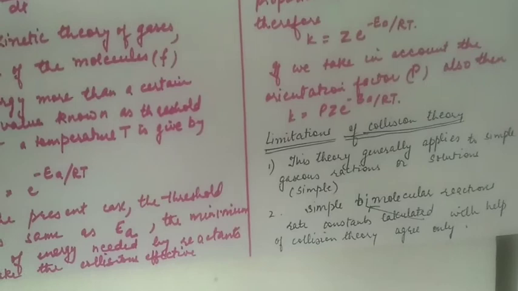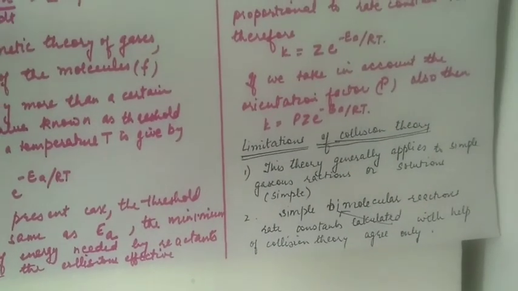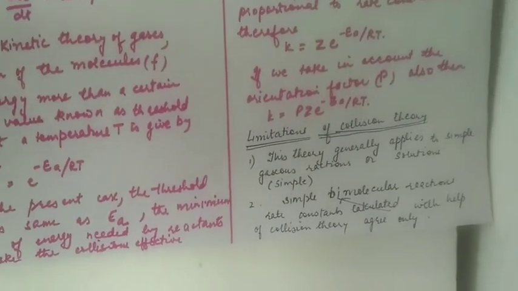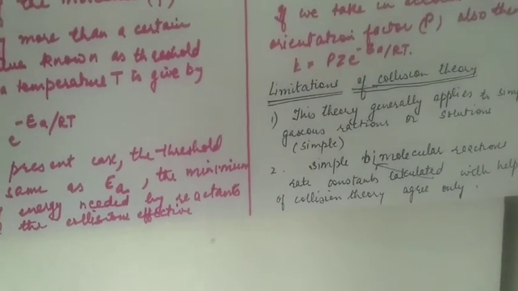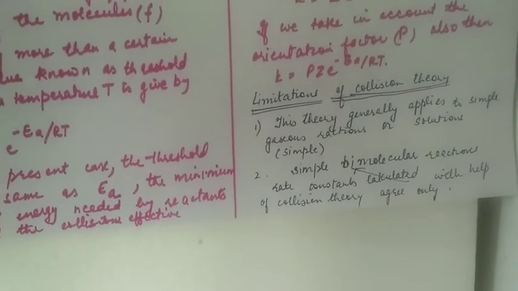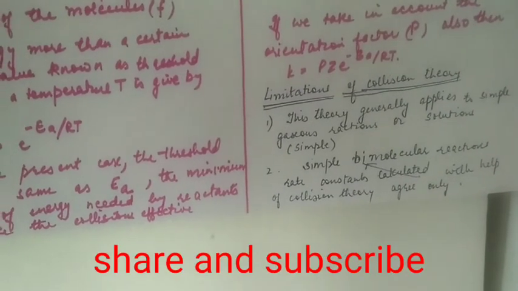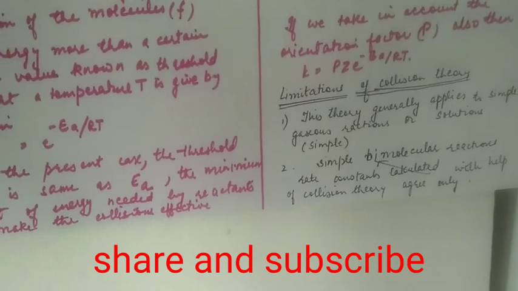Now, the limitations of collision theory are that this theory generally applies only to simple gaseous reactions or solution reactions, but the reactants should be simple. And secondly, the rate constant calculated from collision theory will agree with the experimental value only if the reactants are simple and the reaction is bimolecular. For complex reactions, this theory does not agree, or the rate constant value does not agree with the experimentally calculated value.